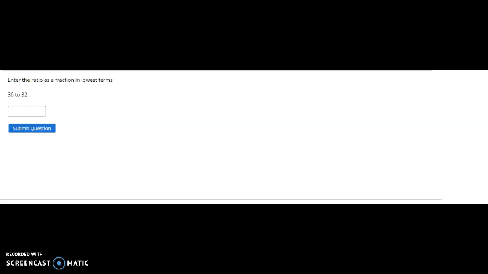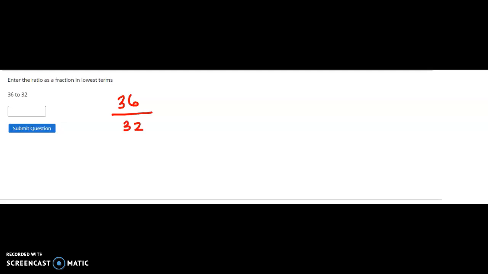All right, on this problem, we need to write a ratio as a fraction in lowest terms. So we need to do 36 to 32. So we're writing this ratio as a fraction. So I'm just going to follow those directions, write it as a fraction. So 36 over 32, but it needs to be in lowest terms.